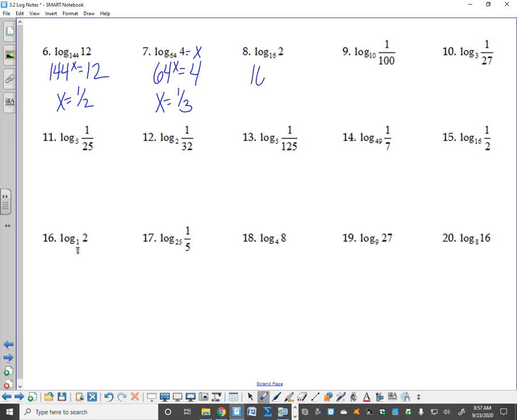16 to the something's got to get me a 2. Square root of 16 is not going to cut it. That only gets me down to a 4. Cube root, 16 is not a cube. But the fourth root, 2 times 2 times 2 times 2, 4, 8, 16. Yep. So I need to fourth root it. So x needs to be a 1/4.